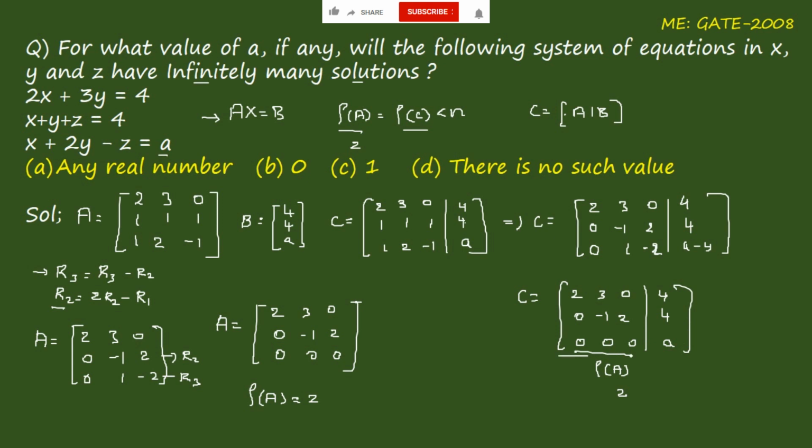Now the whole rank, if you consider a value other than 0, then rank will become 3. But it should be 2 only, right? As you know that rank of A should be equal to rank of C. So when A is equal to 0, then rank of C is equal to 2, right? Then only it gets satisfied. So value of A is nothing but option B, 0.